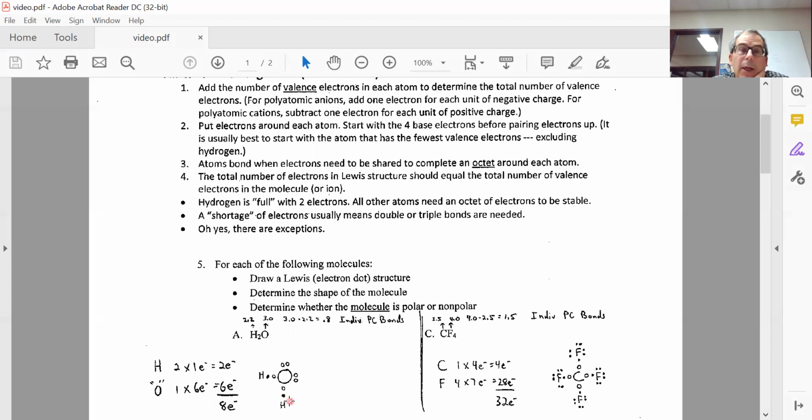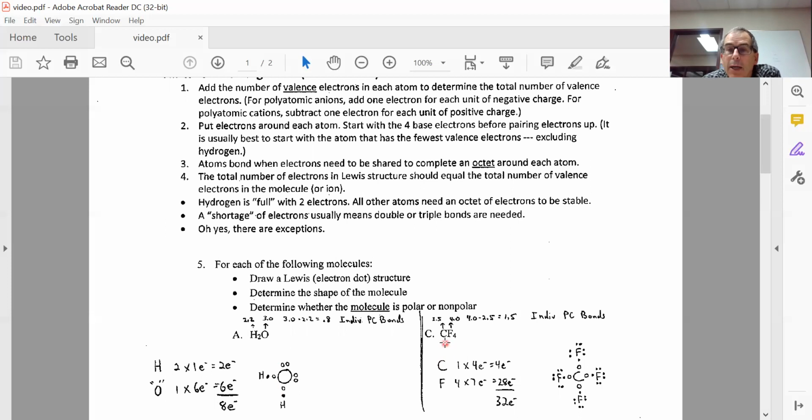And ultimately, what happens? Atoms bond when electrons need to be shared to complete an octet. So oxygen had 6 around it before, but now it has 2, 4, 6, 8 around it, so it has an octet. The total number of electrons in the structure is 8, and it is here, 2, 4, 6, 8. Everything's full with 8 electrons, except hydrogen is full with 2, and I have 2 around the hydrogens, so that's full too. So this would be my electron dot structure for H2O.